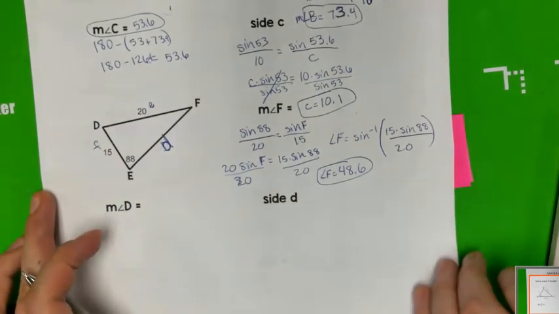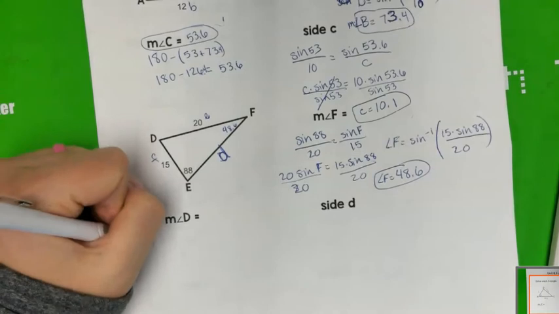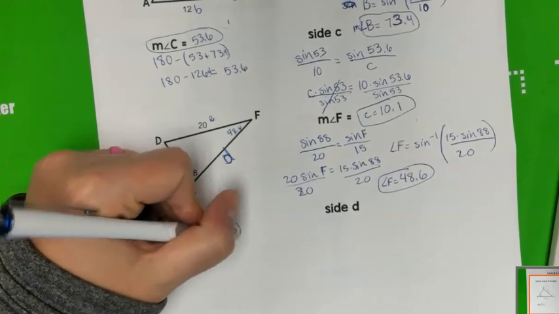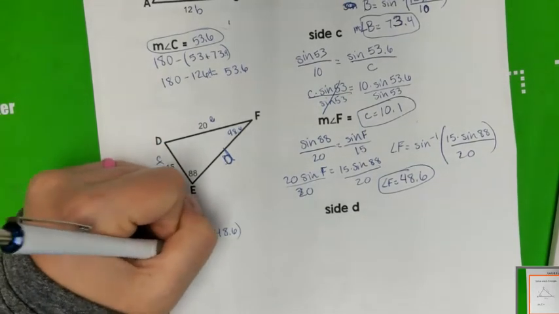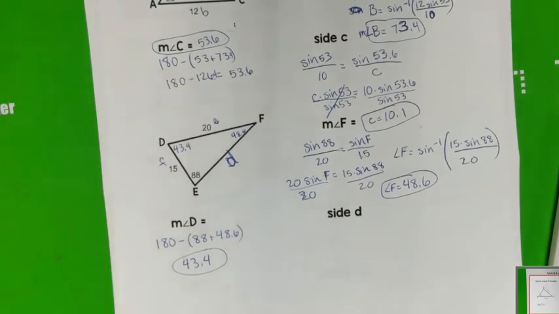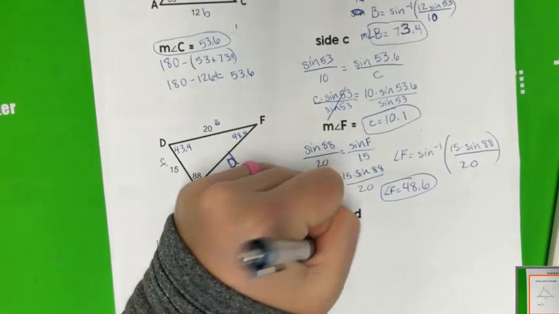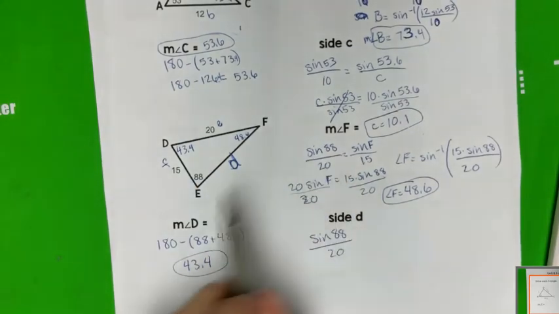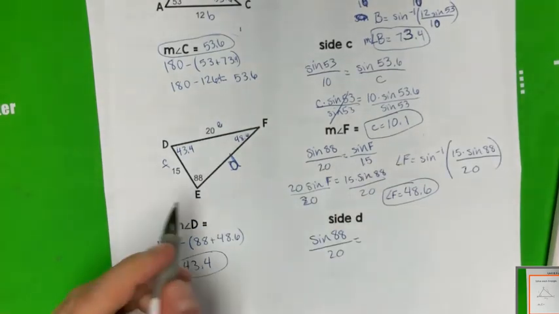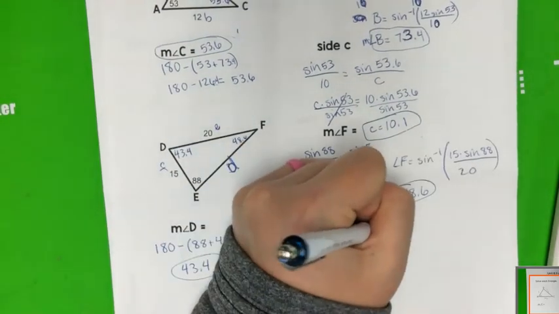And then we want angle D. So we take 180 degrees and subtract the sum of both of these, and we end up with 43.4 degrees. And then our last step is, I'm going to take this same thing we used here, so sine of E over E, set it equal to sine of D. So my angle D is 43.4.